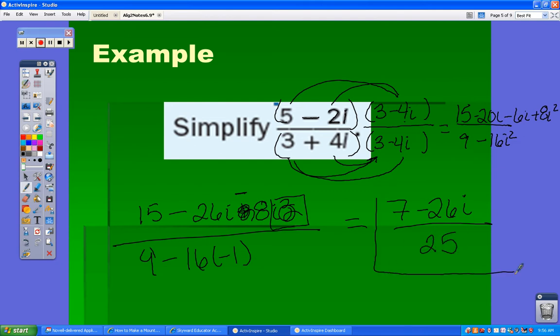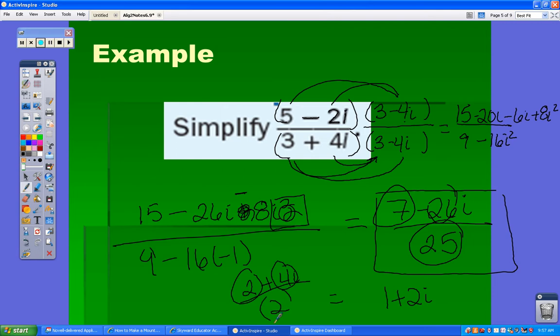This is complete. I do want to mention, if all three of these numbers here had a common factor, you would have to simplify that. So just for future reference, if I had 2 plus 4i over 2, you do need to simplify, everybody. That would be 1 plus 2i. Okay, just keep that in mind. If all three parts have a common factor, you will have to simplify, divide out.